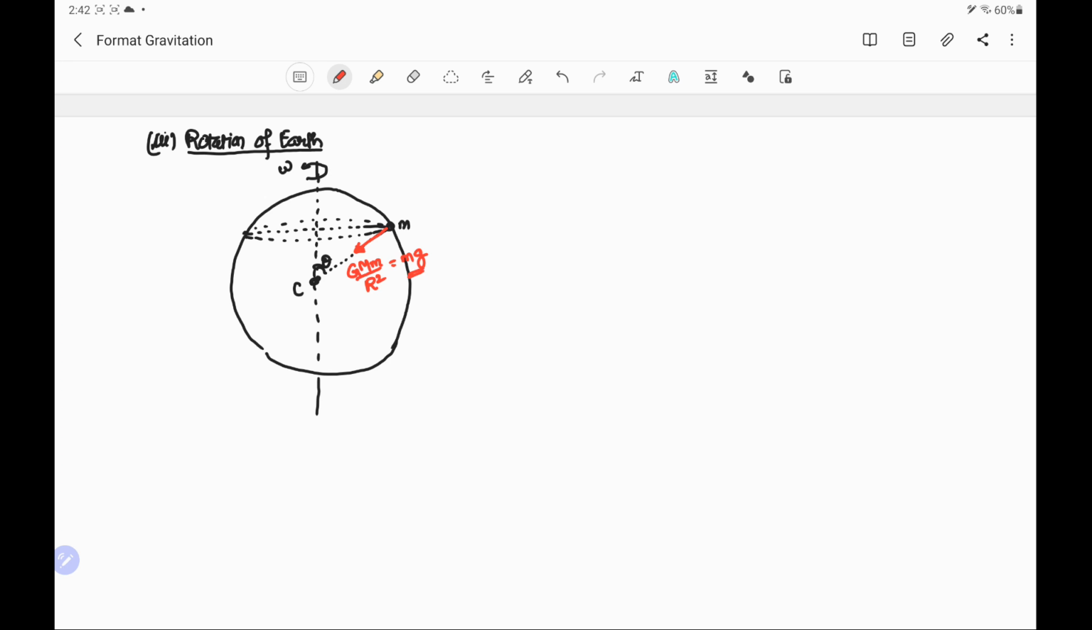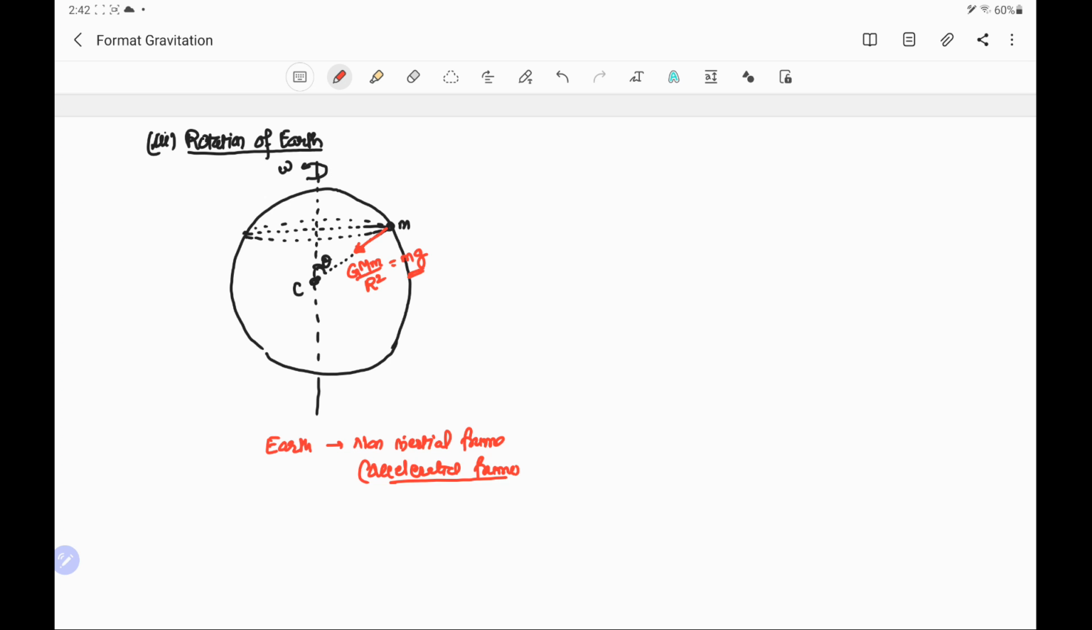Other than this, there is one more force. Because Earth is a non-inertial frame of reference, meaning it is an accelerated frame of reference. In an accelerated frame of reference, Newton's laws of motion are not applicable. If we want to apply Newton's laws of motion, then a pseudo force has to be included.